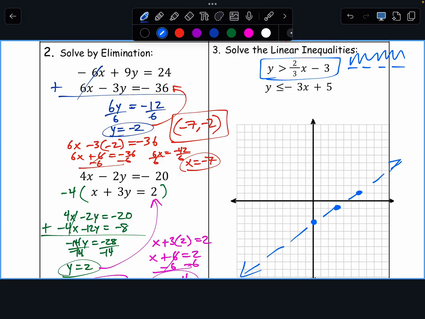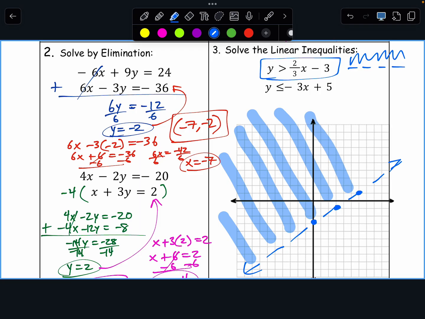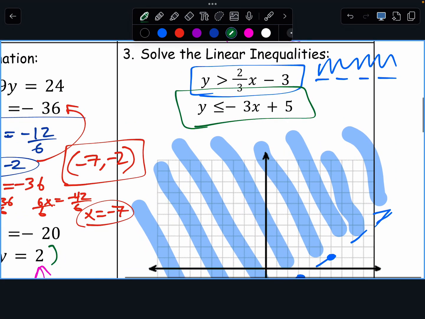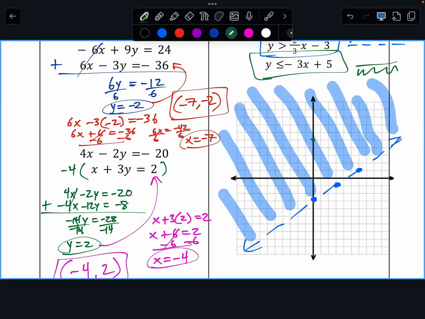So there's the first one. Then I shade above or below, in this case above. I'm going to shade lightly above. It doesn't really matter how you shade as long as you know which way it's going. Some people like to do lines, kind of like that. It's shading above. Then I do the same thing for the other equation. For this one, I've got a solid line this time because it's underlined, and it's shading below because it says less than. So positive 5 is right here.